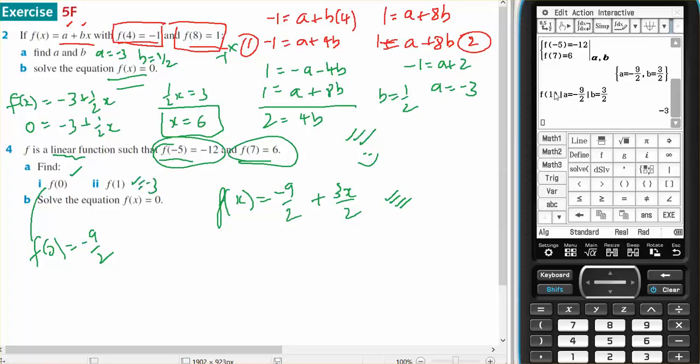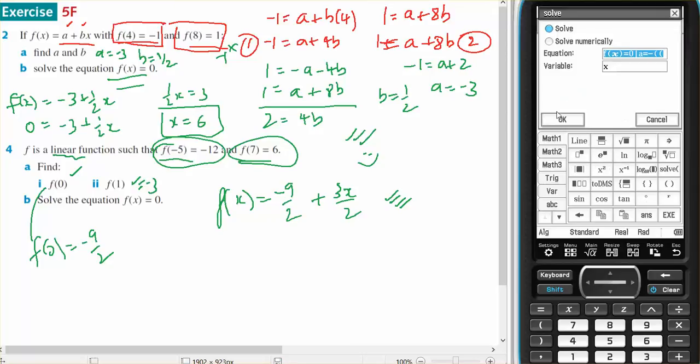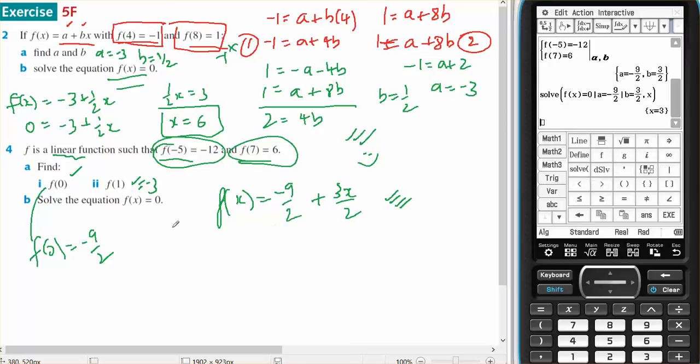And solve this equation. F of x equals 0. Given that piece of information, interactive, advanced solve for x, okay, and x equals 3 is my last one.